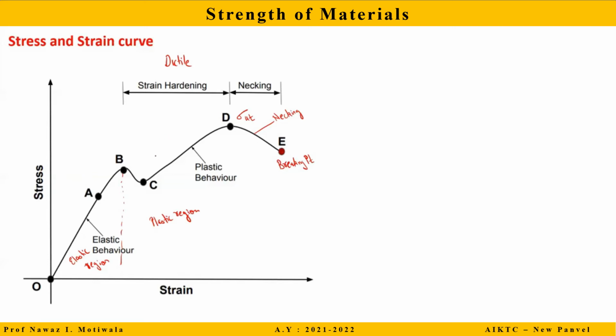Now, let me name the various points. This point A is known as the point of proportionality.